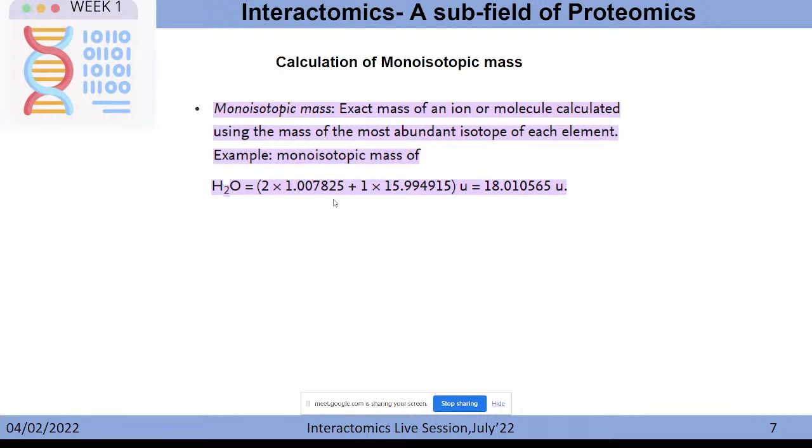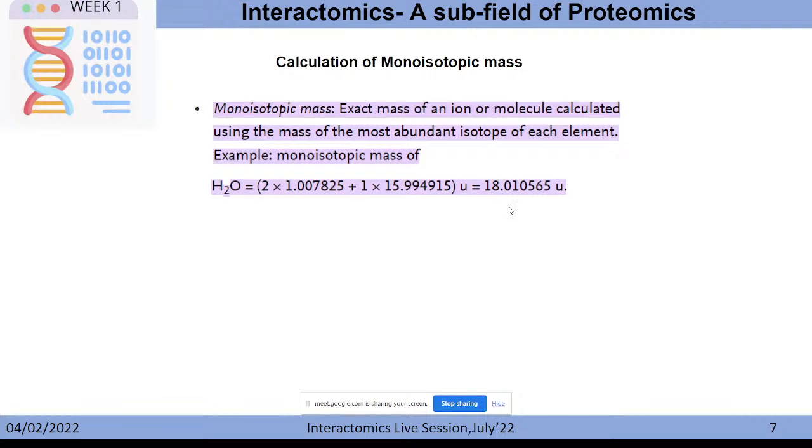So for example, for H2O, the monoisotopic abundant isotopes of the elements, hydrogen's weight and oxygen's weight, are calculated to give you the particular unit.